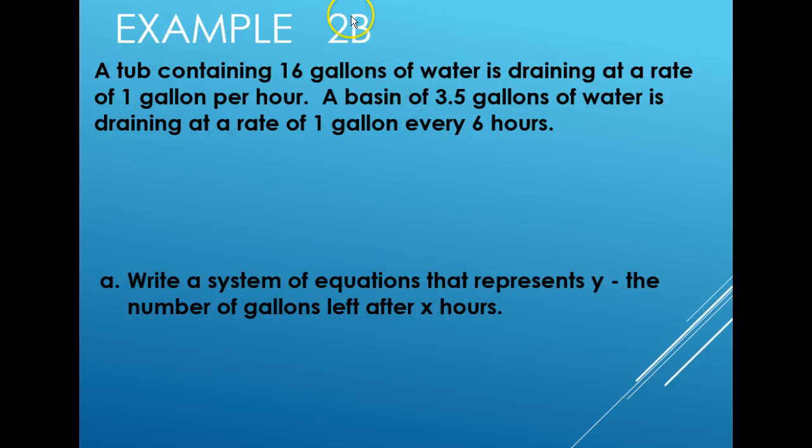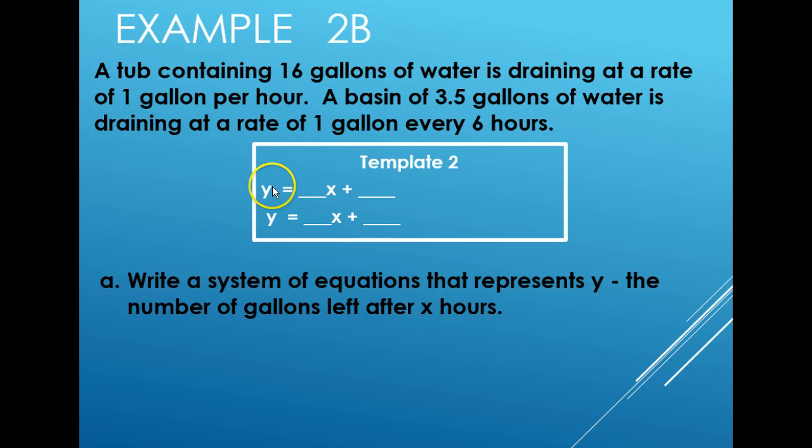Okay, another similar equation. Remember, our template is y equals mx plus b, a per and a starting point. This one is about water in a tub. We start with 16 gallons in the first equation, and we subtract 1 gallon per hour. Okay, x is the number of hours. We drain, so we subtract.